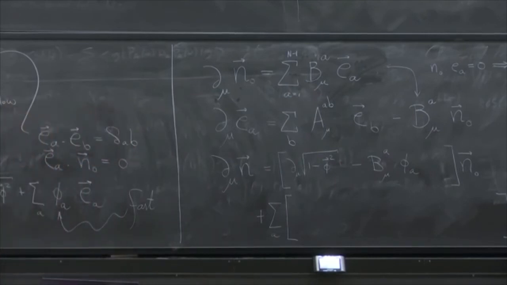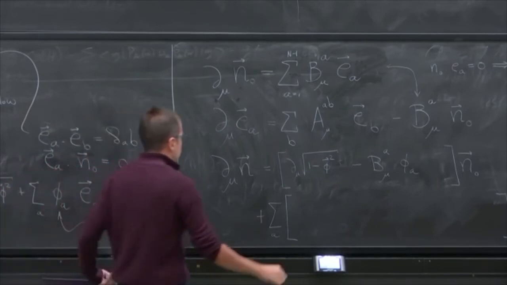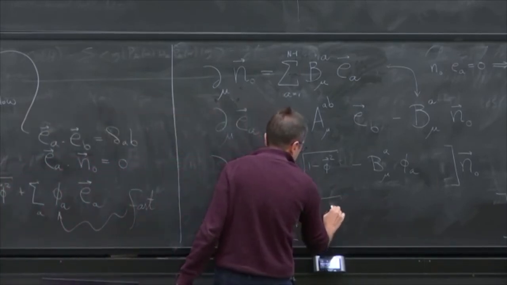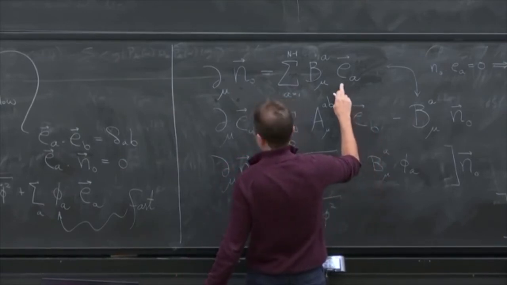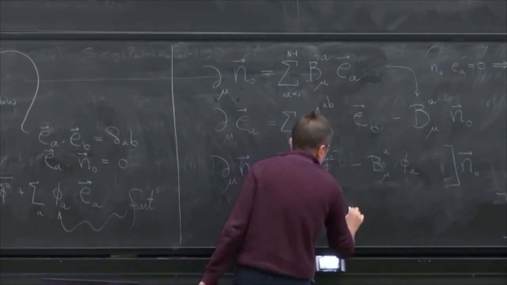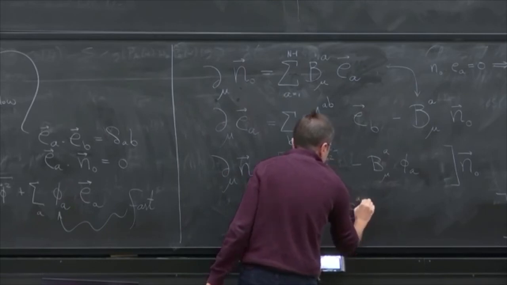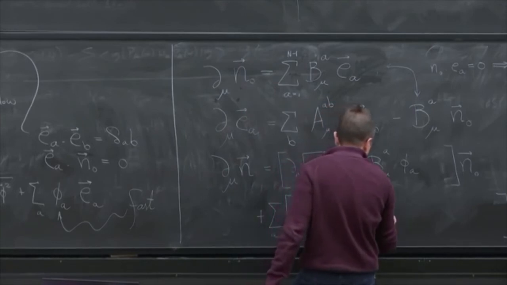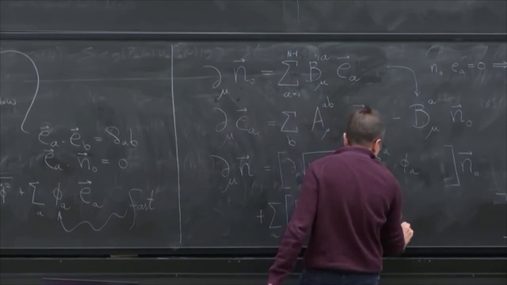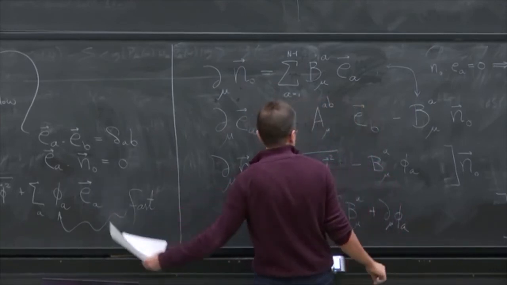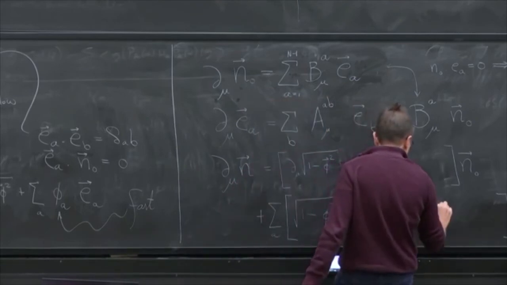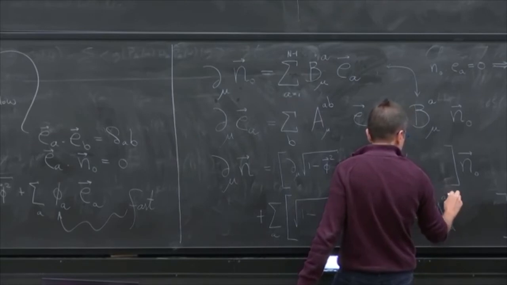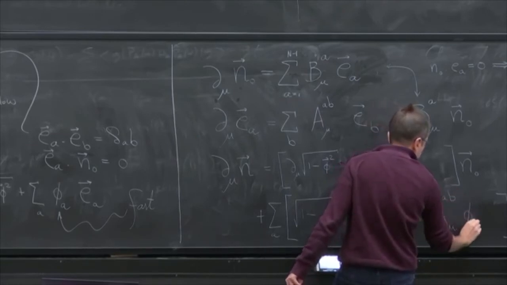Proportional to EA, if the derivative acts on N0, so I get square root 1 minus phi square. If the derivative acts on N0, I do get some B mu A. If the derivative acts on the phi A there, I get plus B mu phi A. And if the derivative acts on the EA, I get plus A mu A B phi B.